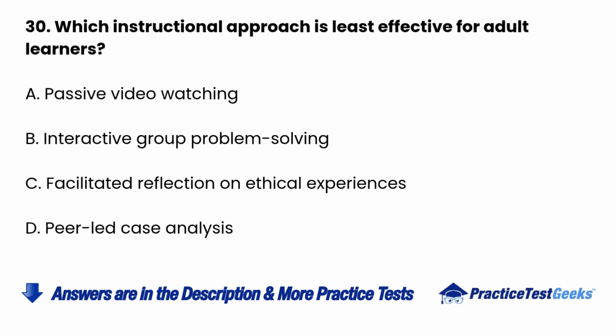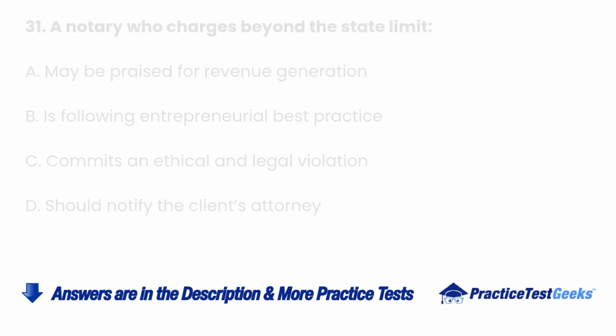30. Which instructional approach is least effective for adult learners? A. Passive video watching. B. Interactive group problem solving. C. Facilitated reflection on ethical experiences. D. Peer-led case analysis.